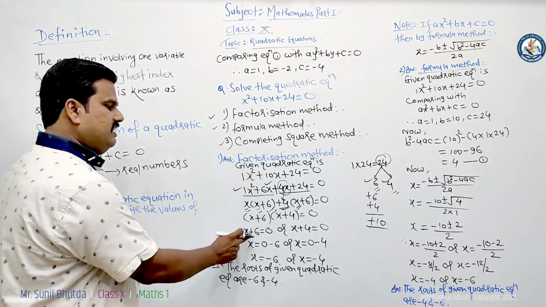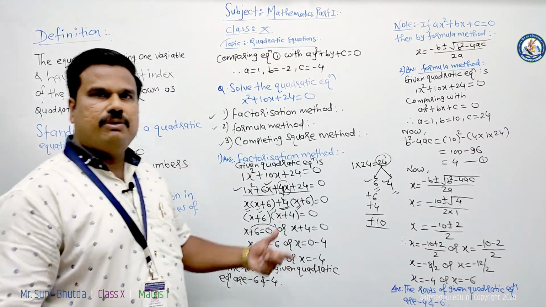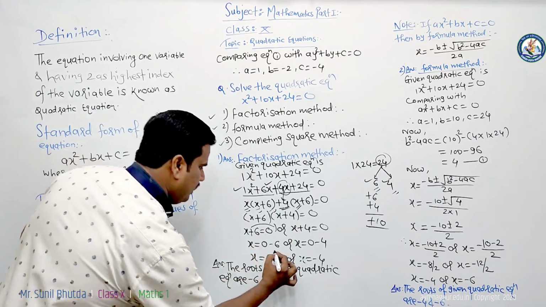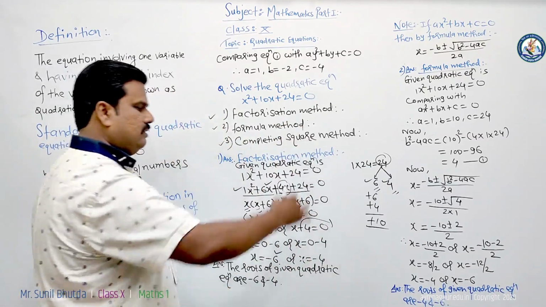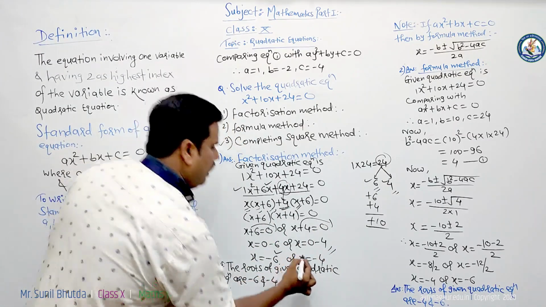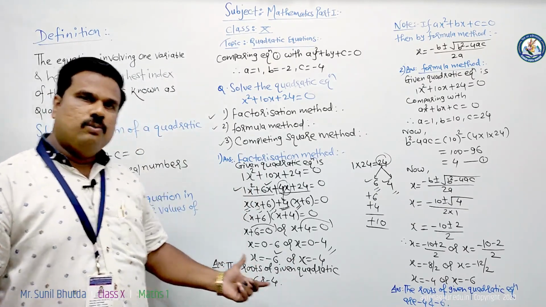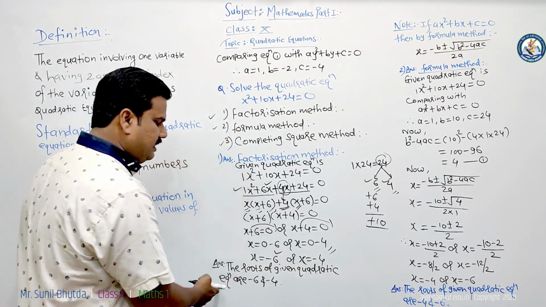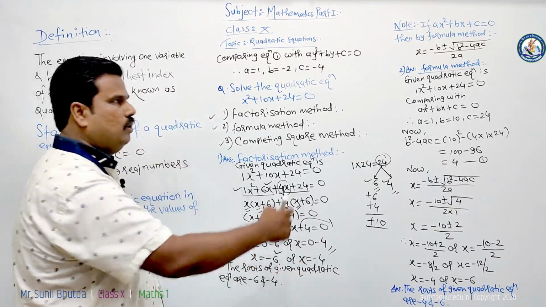Now x plus 6 equal to 0. Now transfer plus 6 to the right hand side. It will become minus 6. So what I get? 0 minus 6 equal to minus 6. Come here. I transfer plus 4 to the right hand side. It will become minus 4. So another value of x will be minus 4. Lastly, we have to write the answer. The roots of the given quadratic equation are minus 6 and minus 4.